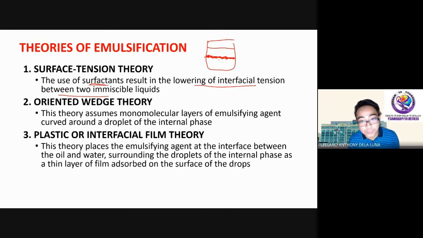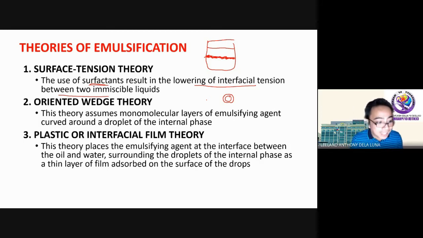So this theory assumes monomolecular layers of emulsifying agents curve around a droplet of the internal space. So technically class, pag oriented wedge, actually almost similar sa interfacial film theory. Kung ito yung droplet, binabalutan ng emulsifying agent yung bawat droplet. Okay, para kapag class nung sa micelle, remember micelles yesterday? Micelles is a colloid which allows the solubilization of oil to water, correct? So technically class, micelles can serve as emulsifying agents.